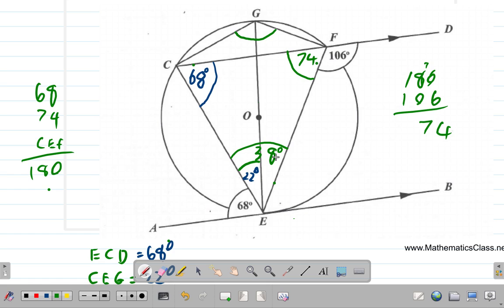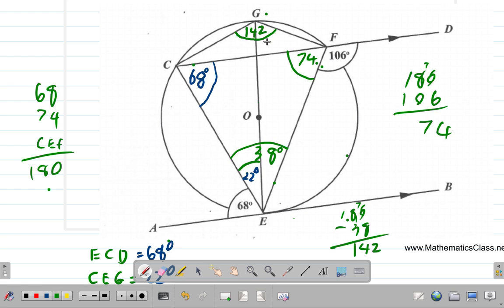Now, 38 plus what up here adds to 180? So 180 minus 38, you know what? Oh no, it wouldn't be 42. 90 and 90, 180. It's 142. So this is 142 degrees, right? So you have 142 degrees up there.